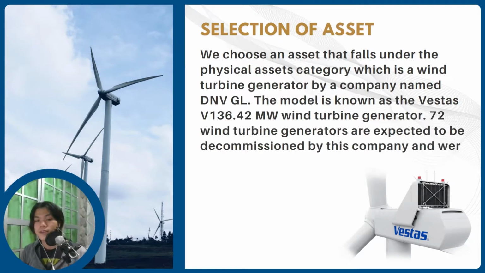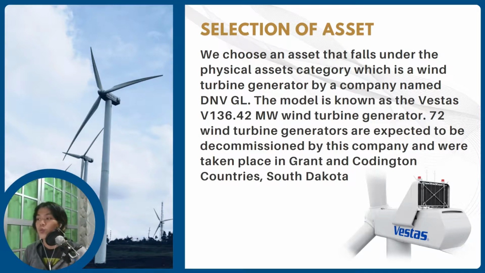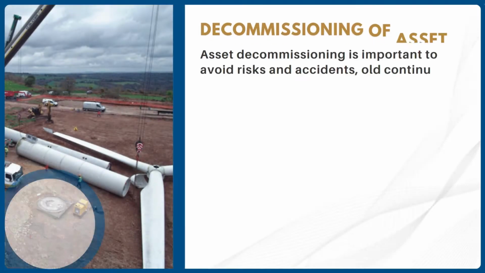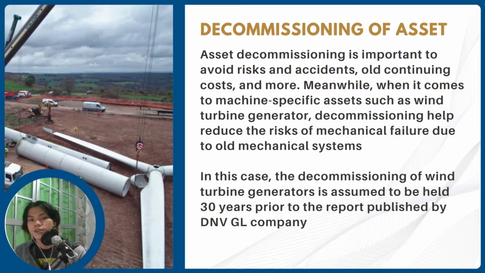We chose a physical asset by DNVGL, which is a wind turbine generator, specifically the V136.42MW. From the studies that we referenced, there are at least 72 expected wind turbine generators to be decommissioned. There are many factors on why asset decommissioning is important. We have a machine-specific asset, so it's important to reduce mechanical failure due to old systems. In this case, the wind turbine generators are said to be 30 years old, owned by the DNVGL before it is decommissioned.